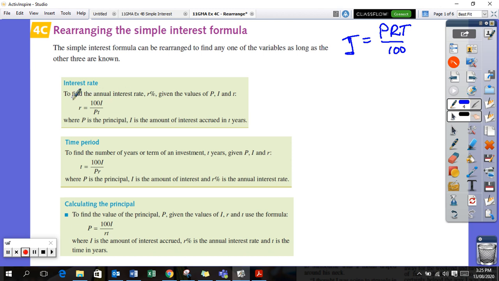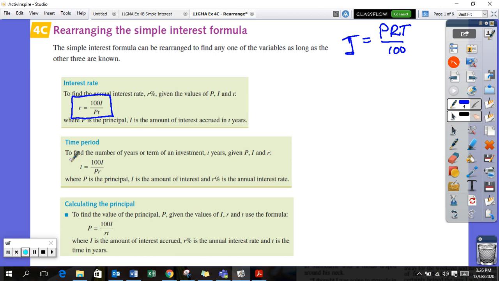To find the interest rate, we've got this formula here. What we're going to do is multiply the 100 up the top with the I and divide by the P and the T. So they go down the bottom. Okay, so that's all we've done. So this is our formula. 100 multiplies up with the I, and the R stays where it is, and the P and T come down the bottom. And we've got that formula.